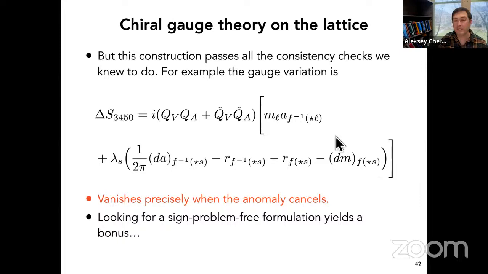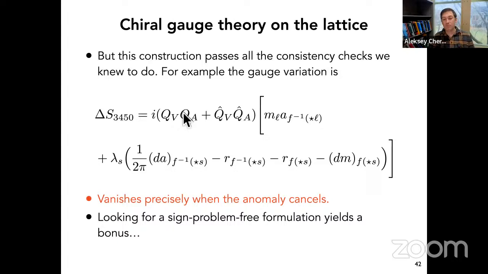But it's proportional to QV times QA plus QV hat times QA hat. And this thing vanishes for the charge assignments that we actually need physically, which are the charge assignments for the 3450 model. That's the anomaly cancellation condition. This gauge variation cancels as it must, precisely when the gauge anomaly cancels, as it must for consistency.